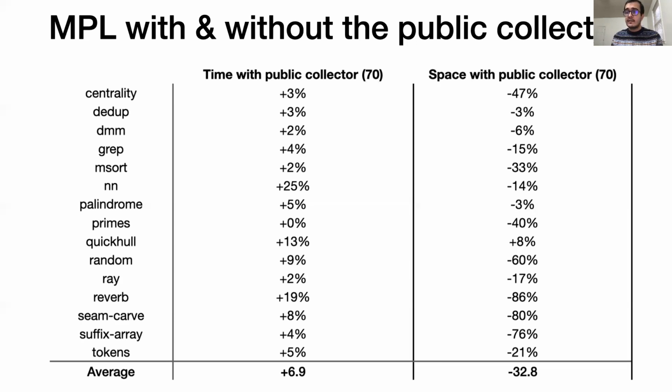However, with the public collections turned on, we see big improvements in space. Benchmarks towards the bottom of the table, like SeamCarve, reverb, suffix array, see improvements in the range of 70%. And as I mentioned before, these are very memory intensive benchmarks. So these percentages are good numbers in absolute terms also. Anyway, the takeaway here is that the time overhead is low, but the space gains are huge.